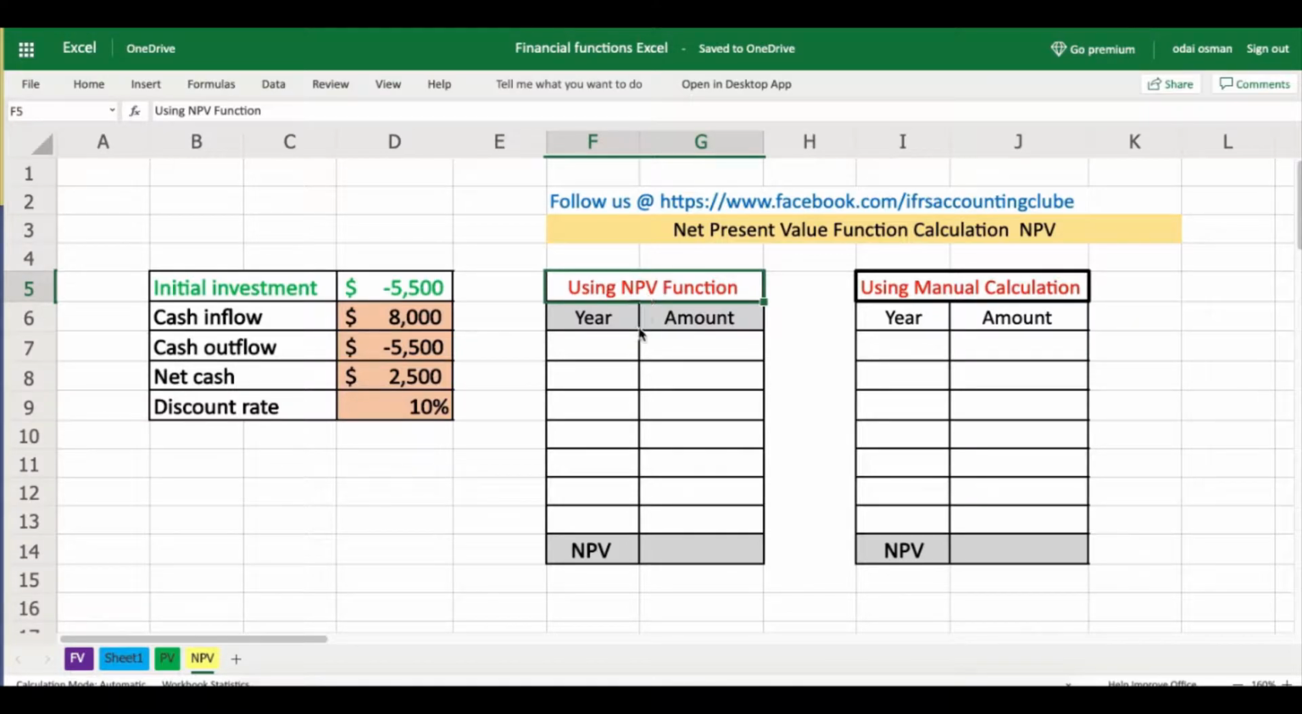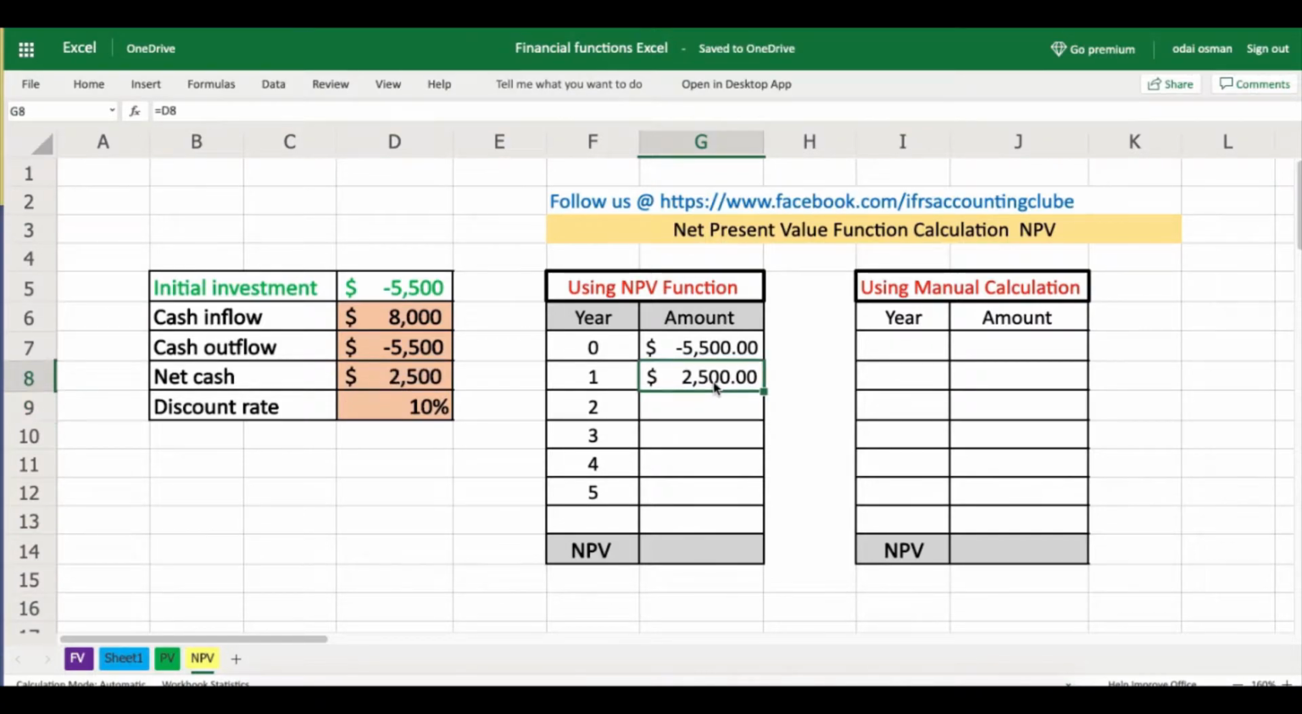We're going to calculate the NPV by using the Microsoft Excel function, and we are going to use manual calculation to make sure that the total using the NPV function equals the total using the manual calculation. So we have year zero and year one, and let's fill out the columns up to 5 years. The initial investment would be at year zero, and this would be the amount, $5,500.